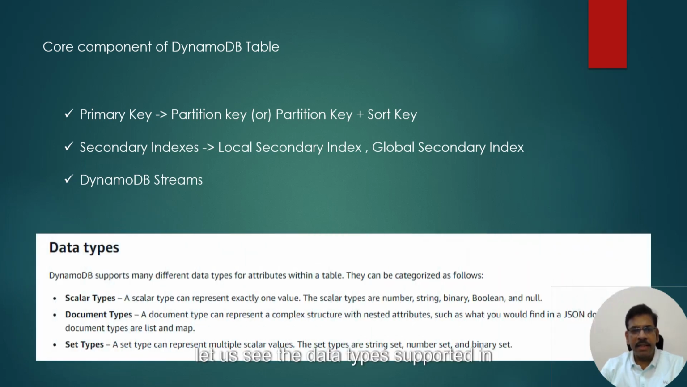Let us see the data types supported in DynamoDB. Scalar types, or simple types, where you can store data. The types are number, string, binary, boolean, and null. Second type is the document type, where you have nested documents, nested attributes. Complex structures can be stored as a document type. Third one, sets: number set, binary set, etc.